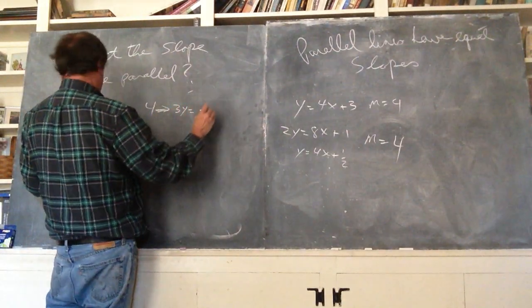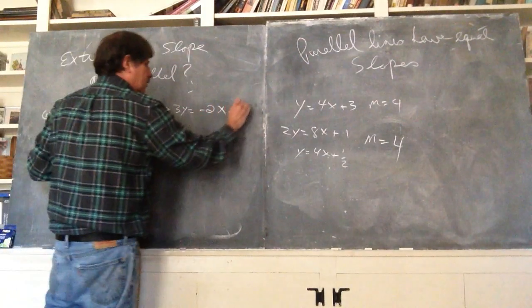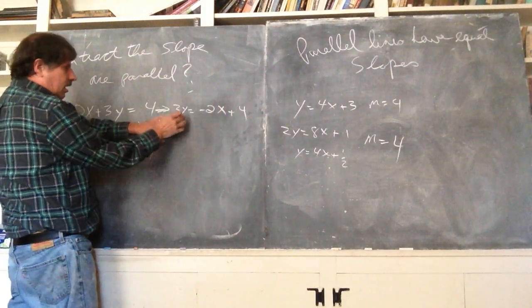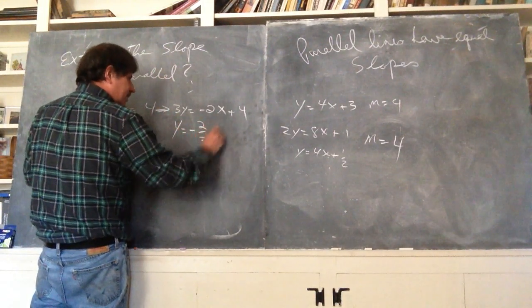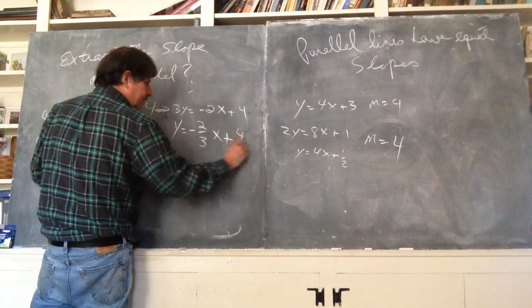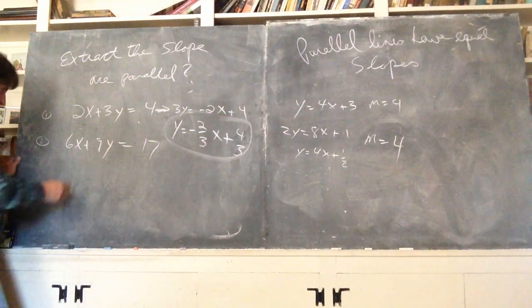3y is negative 2x plus 4. I run out of room. So now I'm going to divide by 3. y is negative 2/3 x plus 4/3. That's one of them. I'm going to work with the second one.